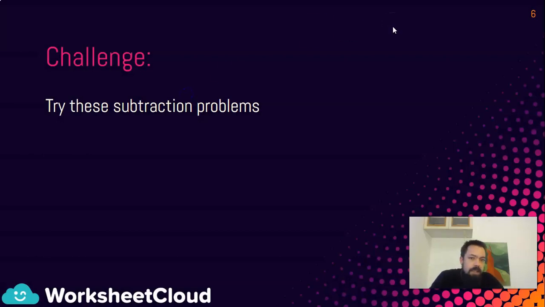Because it is so similar to the addition of fractions, I am in fact going to do this as a challenge. We're going to go straight into you working them out with a pencil and paper. I'll give you a little bit of a head start and then I will work through it too.